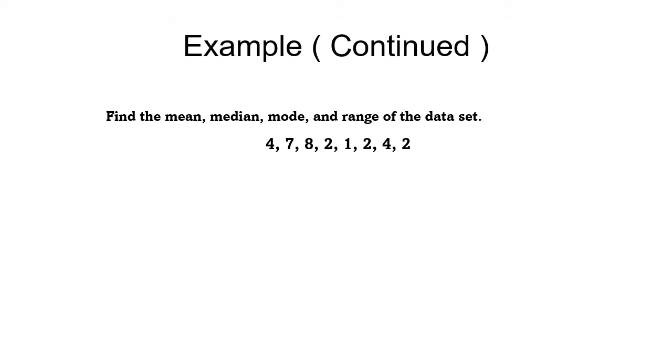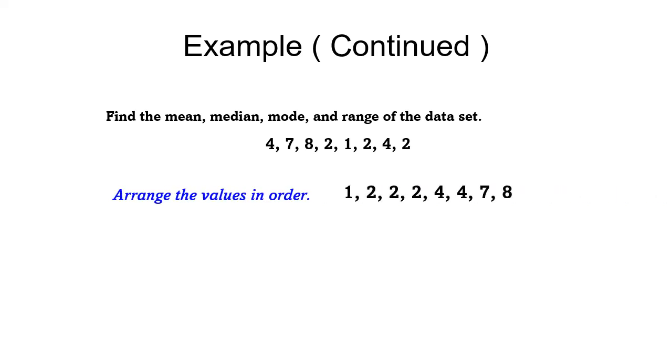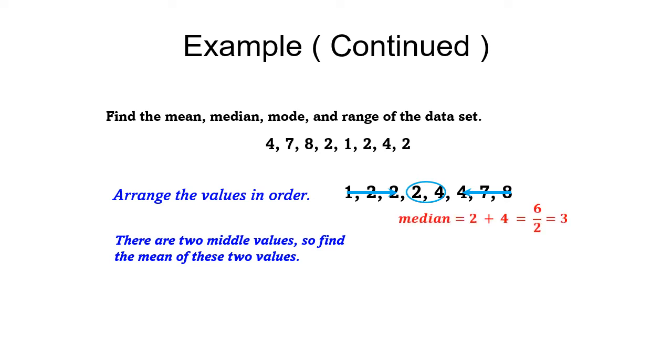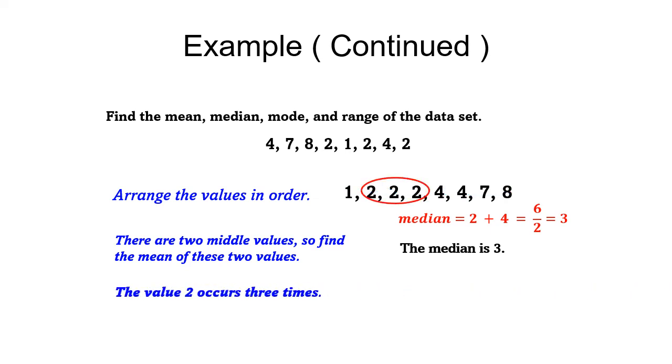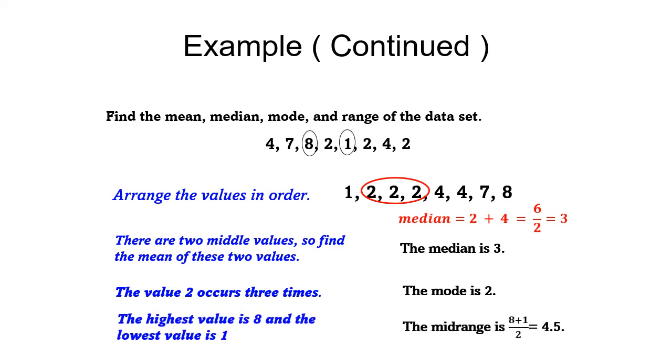Now in the same example, we need to find the median, so we need to arrange the numbers from least to greatest. Keep in mind we have 8 numbers, so we're going to take the average of the middle two. So the median is 3. For the mode, I noticed that 2 is the most frequent, so the mode is 2. For the mid-range, we need the highest and the lowest, and we take the average of these two. So the mid-range is 4.5.